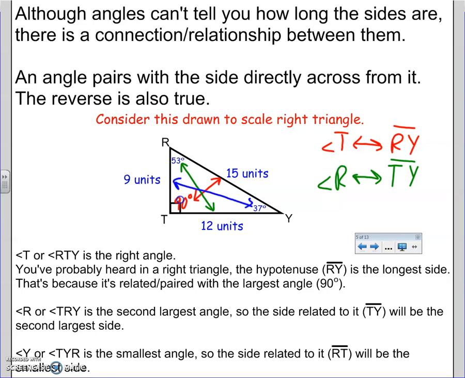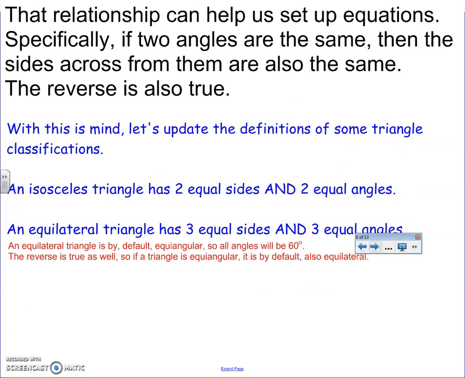All right, and again, vice versa. So angle Y is related to RT or TR, your choice. The same side. Make sure you know those connections. It's very important. So that relationship can help us set up equations. Specifically, if two angles are the same, then the sides across them are also the same. And the reverse is true. If two sides are the same, the two angles across them are the same.